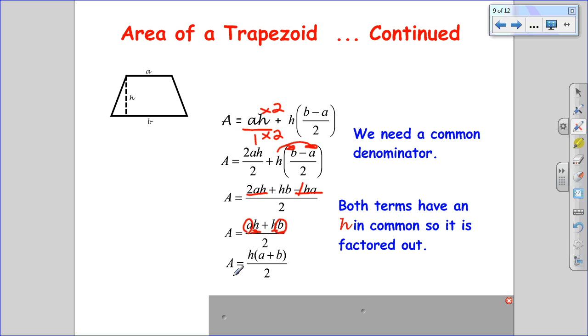So now we know the area of a trapezoid is h times a plus b. Now that was a lot of work to get to that formula, and you can take a deep breath because in grade 9 applied math, I'm not going to ask you to memorize that formula. But I think it is important to know where it comes from.